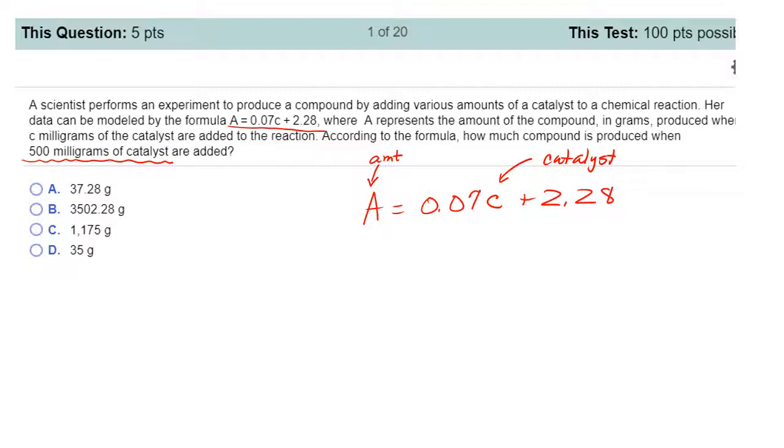Since that is the catalyst, the 500 would go in place of the C. We would make this substitution. You can now quickly put that in a calculator to more easily calculate those decimals. And the answer would be 37.28. So the correct answer here is A.